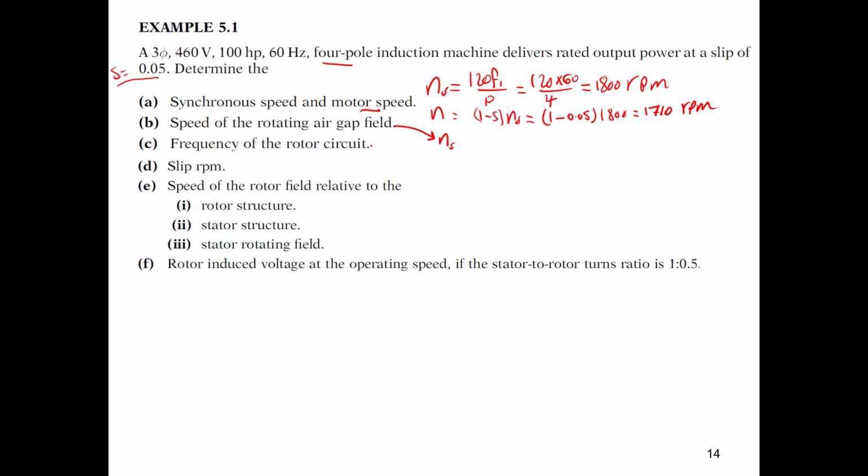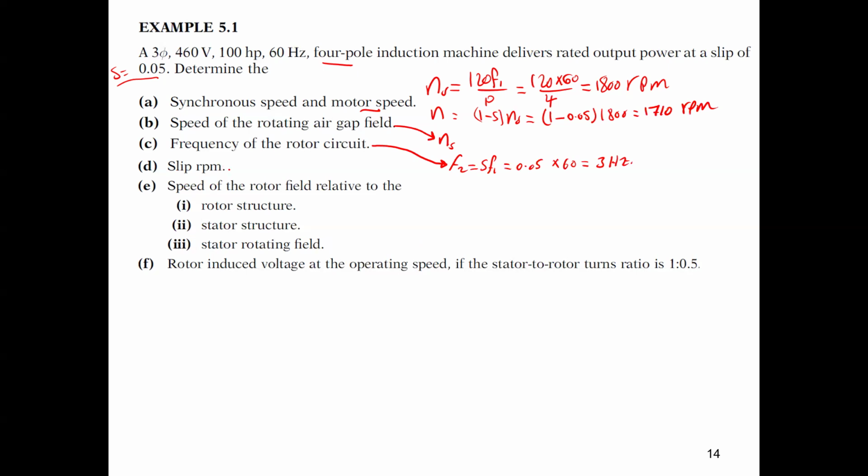Frequency of the rotor circuit. Frequency of rotor circuit means the frequency of the current flowing in the rotor circuit, which is F2. So F2 equals S times F1. So this is going to be 0.05 times 60 hertz. So this is 3 hertz.